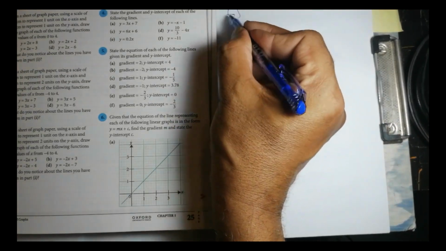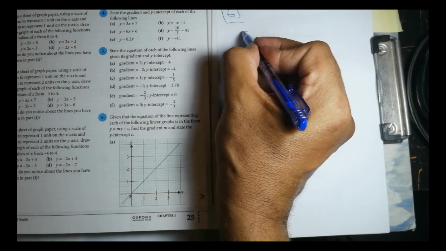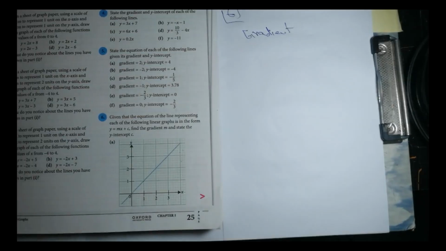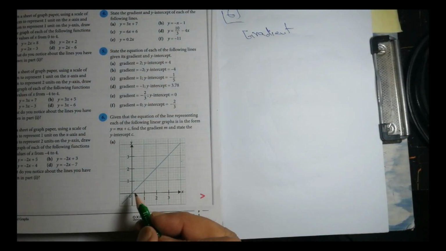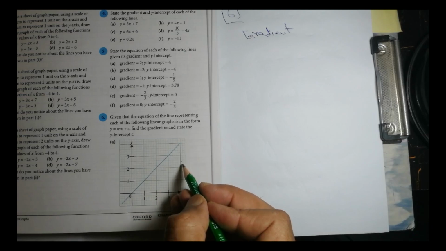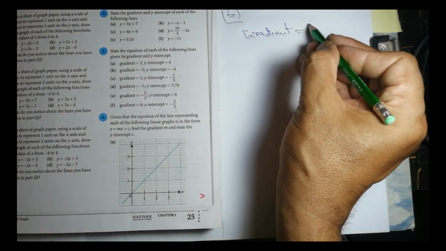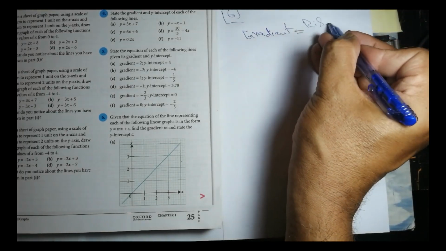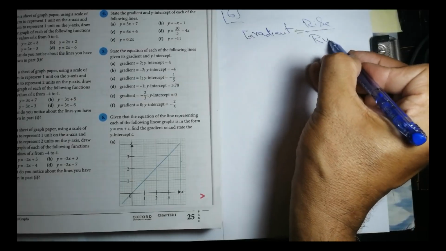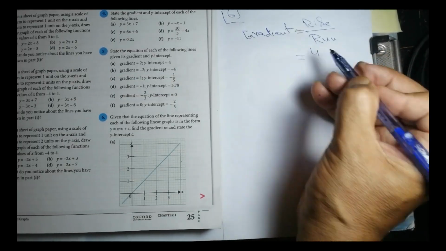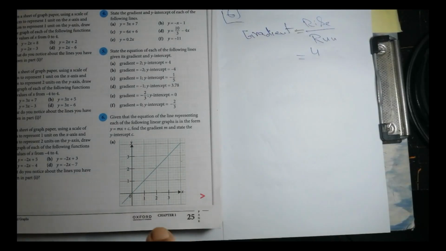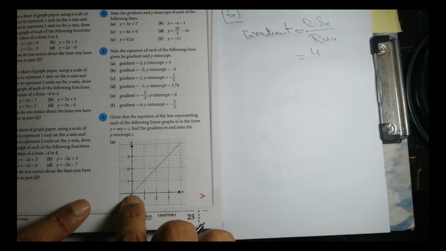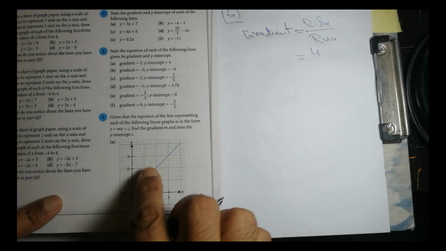Question number 6, gradient equal to, if I consider this point and this point, it means vertical distance 1, 2, 3, 4 units. So we can write it as rise or change in rise over run, or change in run. So rise we have 4 units, and this is the line. For gradient we can see this is increasing from left to right.